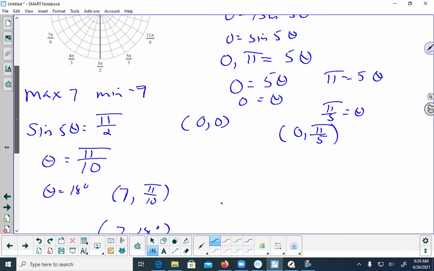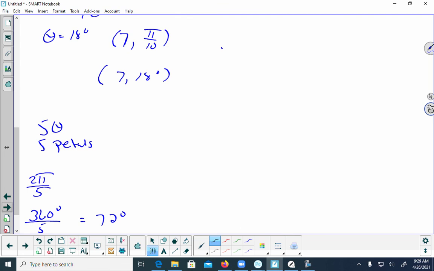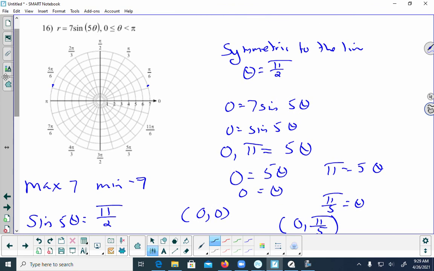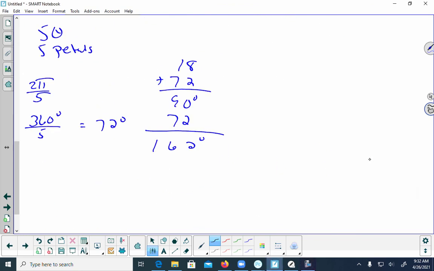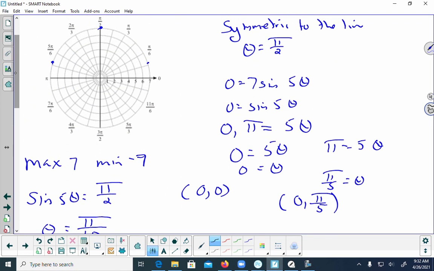So if I started at 18, because there's my first one at 18, right there, and I add 72, the next one is going to be at 90 degrees. So I'm going to put a petal peak at 90 degrees. So when I add 72, because I'm going to add 72 each time, to that 90, I get 162, which I believe is this one that I have right here, because the 5 pi over 6 is 150, so that kind of looks about right.